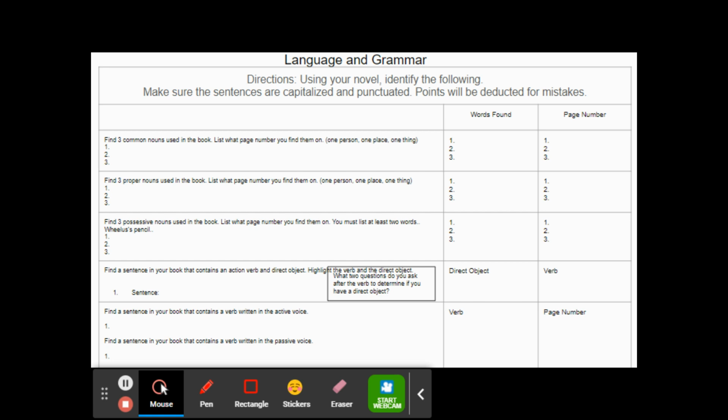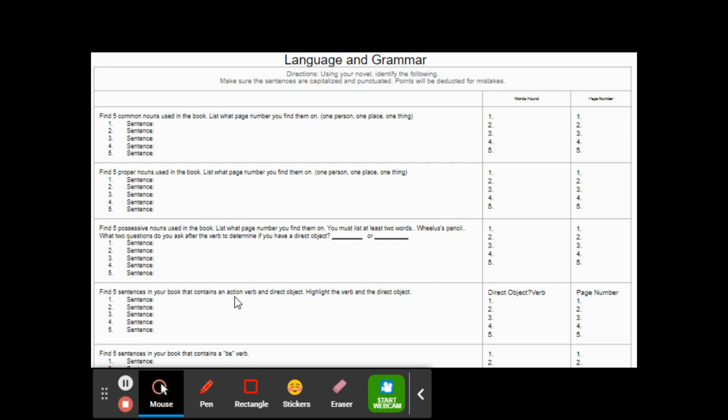We just spent almost 2 weeks on active and passive. You have notes in your data folder. You can go back to IXL and look if you don't remember what an active and passive voice verb is. But like I have told you, once you learn something in here, it's not to forget it, but to store it. It's going to come back up over and over again. Language and grammar, the next slide.